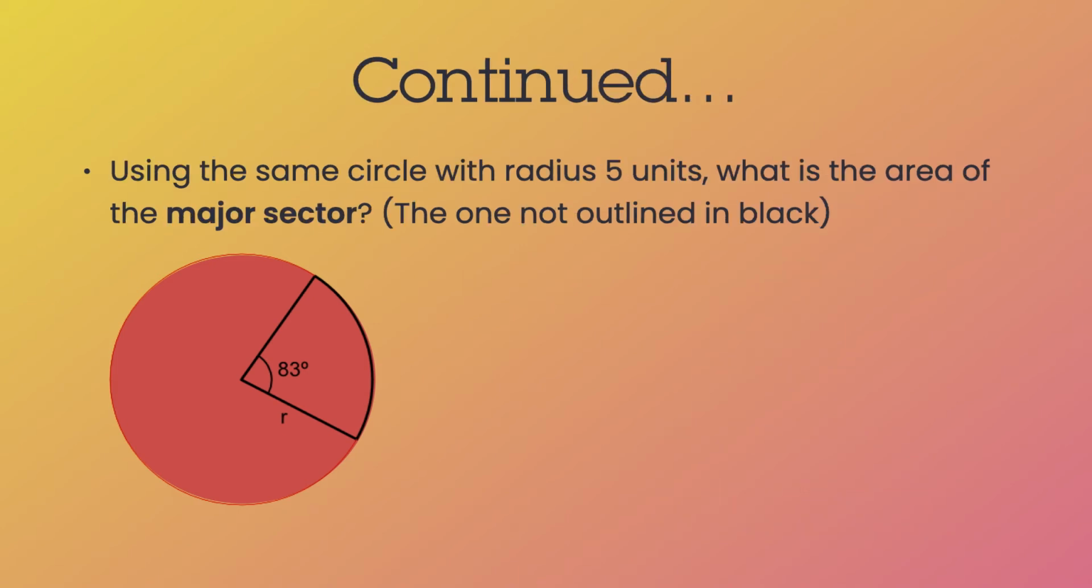Now, what if we wanted to use the same circle and find the area of the major sector? Remember, that's the bigger one. So the minor sector was outlined in black. The major sector is the other one on the other side.